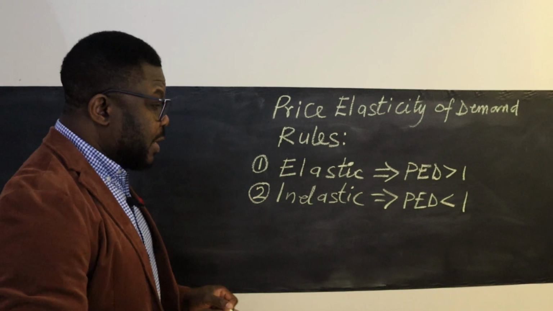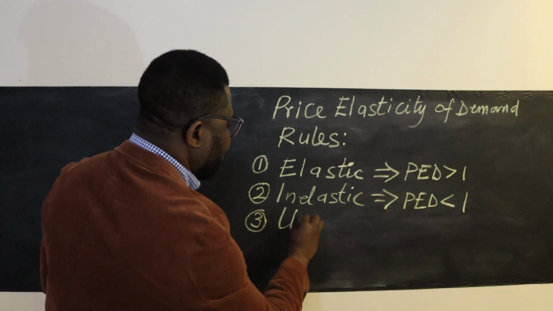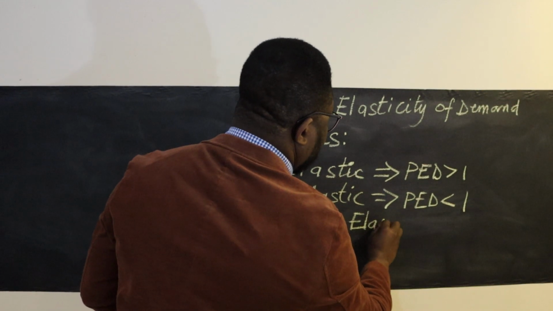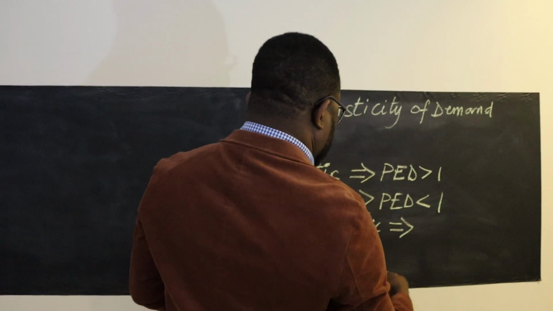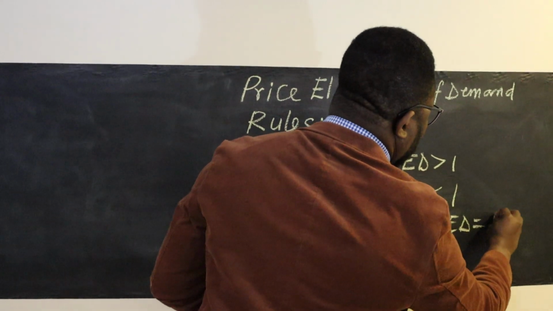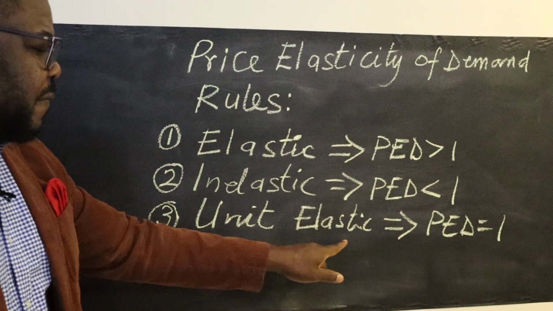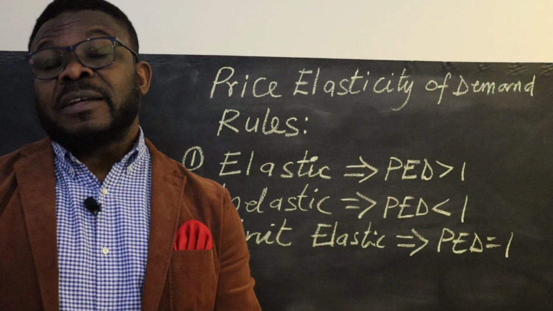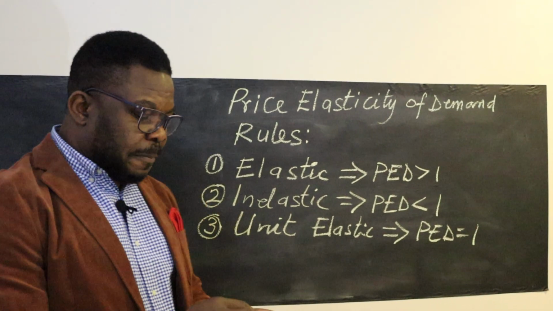These are the two rules that we normally get concerned about, but there are other rules as well. There is unitary, so I'm going to write that down. Third, unit elastic demand. Here, your PED is going to be exactly 1, equals to 1. Okay? So it's unusual to find a good that follows this, that exactly a 100% change in price is going to lead to exactly 100% change in quantity. It's unlikely to find this in the market, but it's one of the rules.